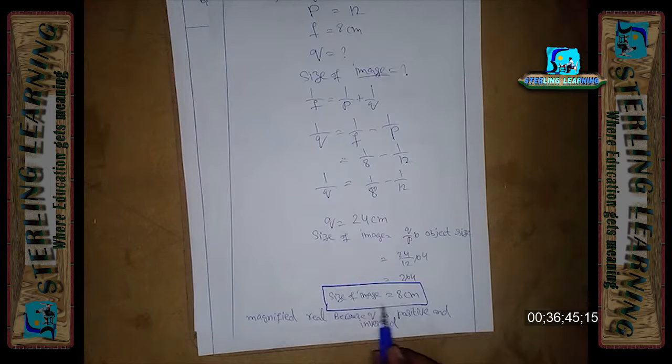Magnified because its size is double. Real because q is positive, because p and q must be positive for the image to be real, otherwise it is a virtual image. And inverted.